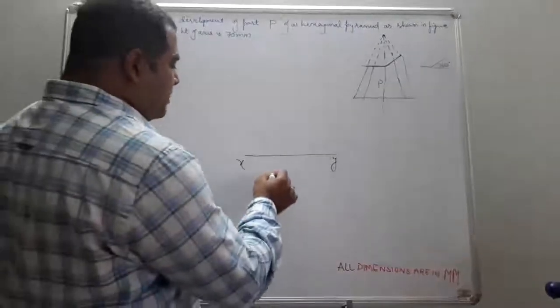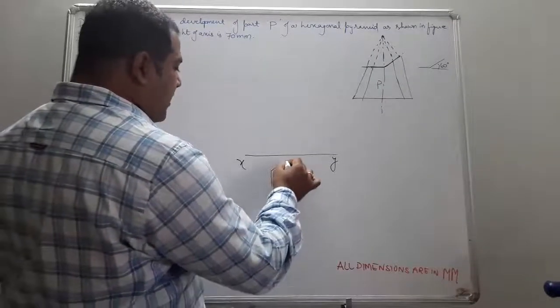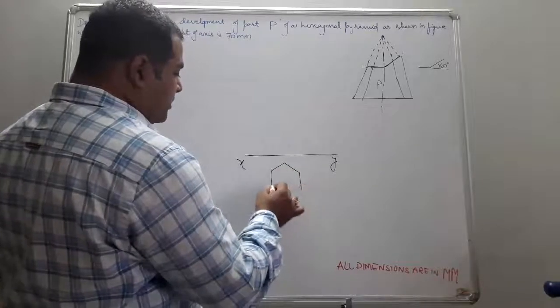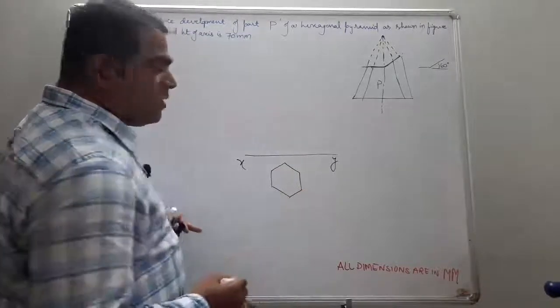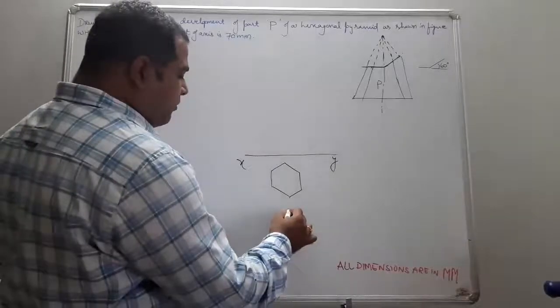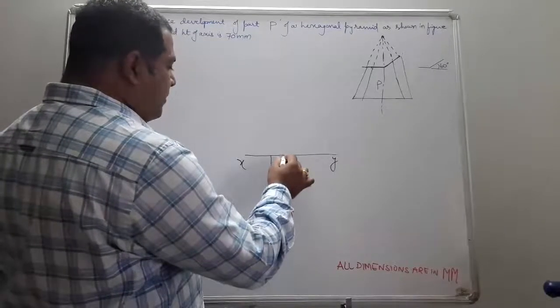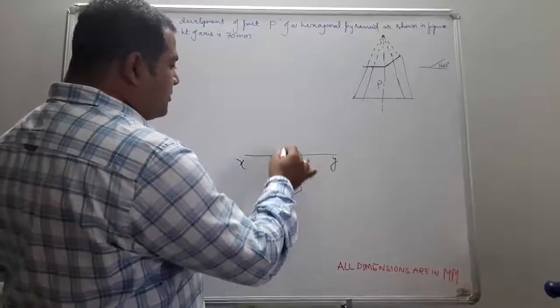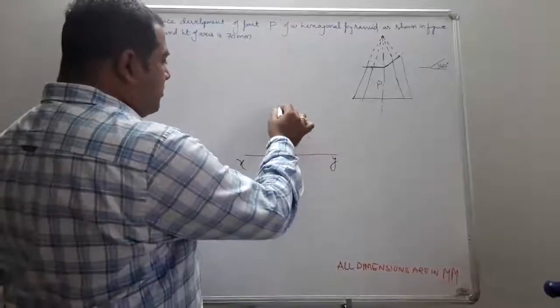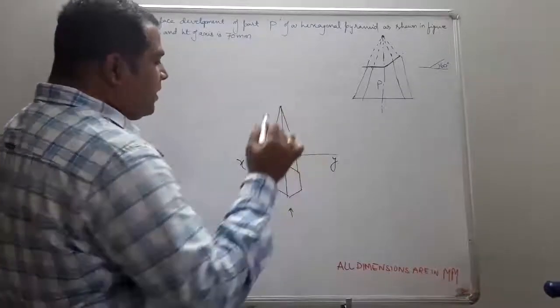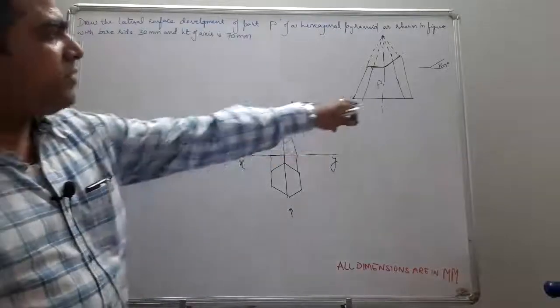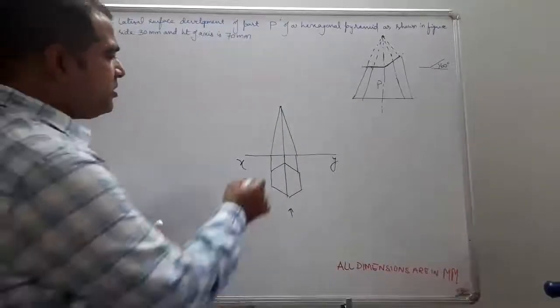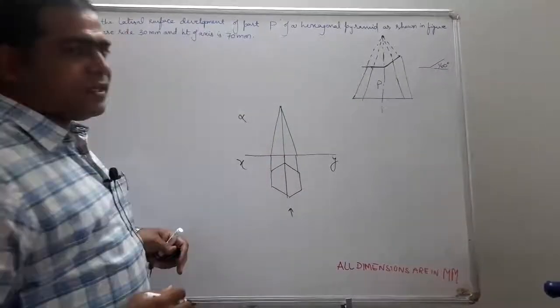If it is an edge resting problem, let us say the hexagon is going to be like this. If it is an edge resting problem, the base is resting on the HP. So when you are supposed to see the front view, it is going to have only three edges. So the pyramid is going to be obtained like this, but your front view is not going to be like this. So this is not the correct consideration.